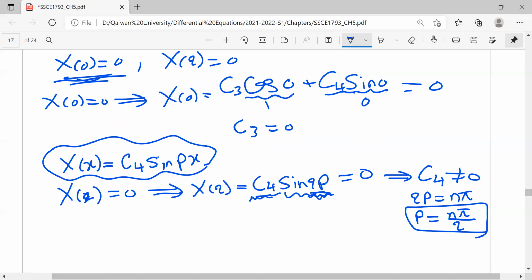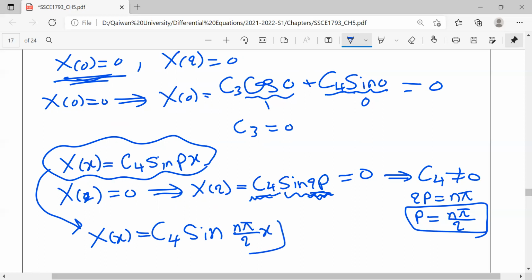Now we return it to this one. So this becomes X of x equals C4 sine, where we replace p by n pi over 2, to get sine n pi over 2 x. This is the solution for X of x.